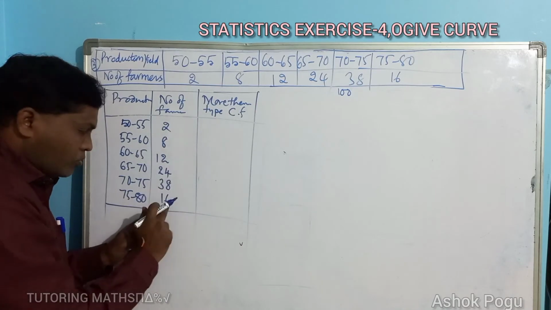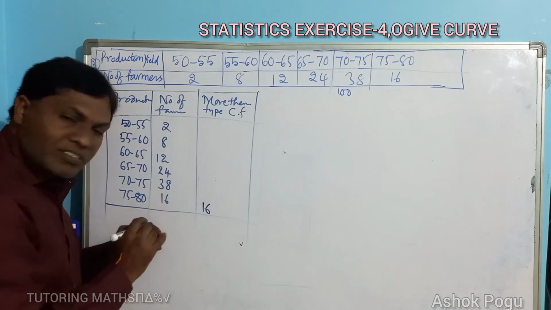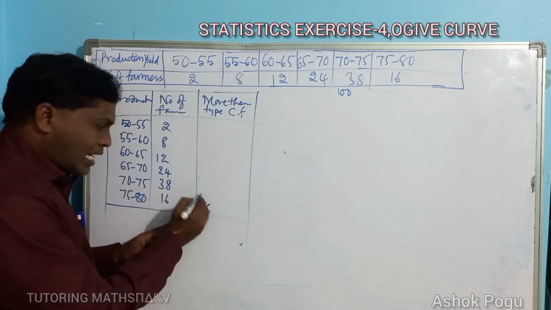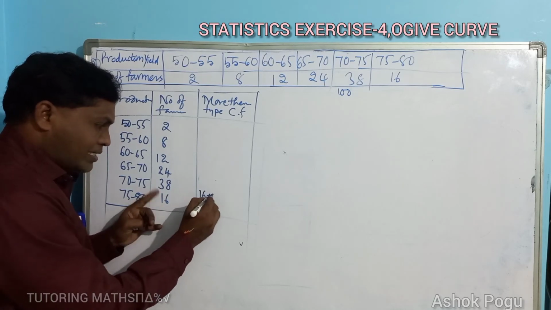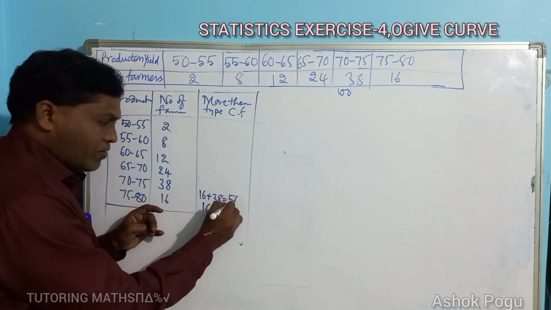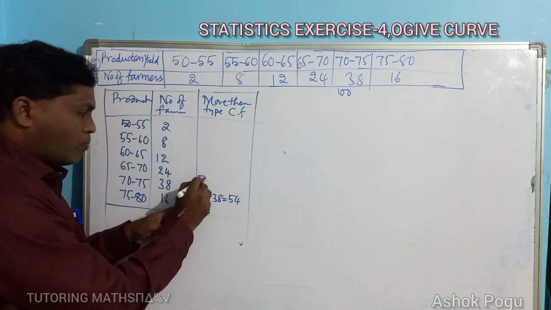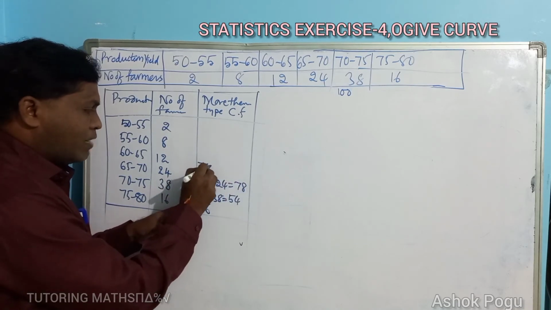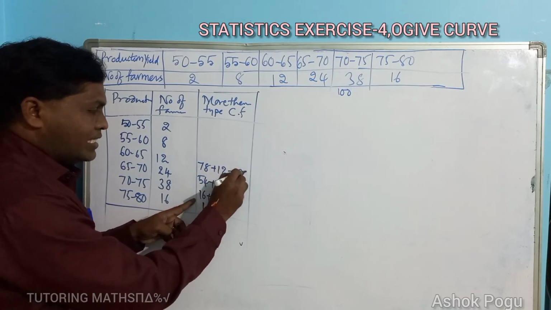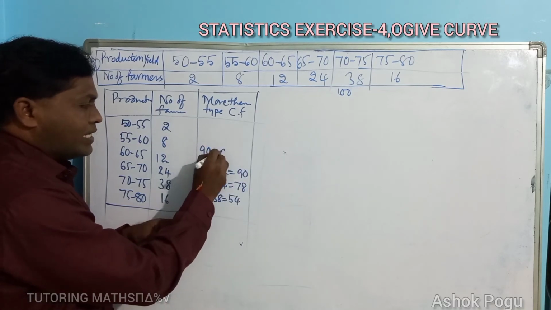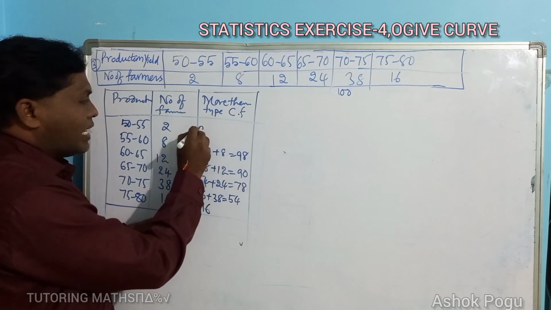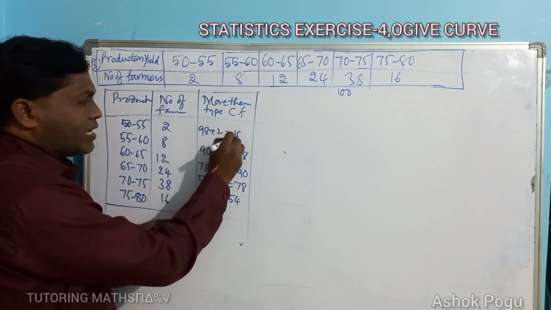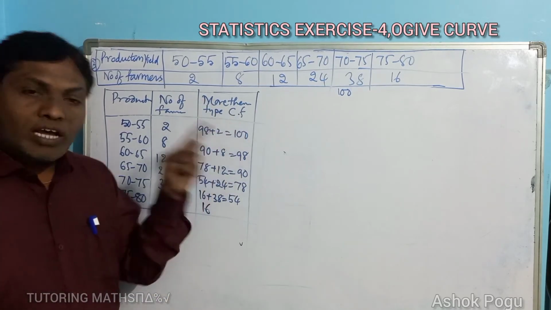Bottom to top. So what is the bottom value? Last value 16, no change. Next 16 plus 38 is 54. Next 54 plus 24 is 78, and 78 plus 12 is 90, and 90 plus 8 is 98, and 98 plus 2 is 100. This is the data about the 100 farmers.